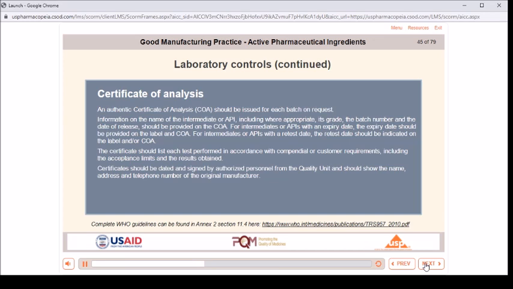For intermediates or APIs with an expiry date, the expiry date should be provided on the label and COA. For intermediates or APIs with a retest date, the retest date should be indicated on the label and/or COA. The certificate should list each test performed in accordance with compendial or customer requirements, including the acceptance limits and the results obtained. Certificates should be dated and signed by authorized personnel from the quality unit and should show the name, address, and telephone number of the original manufacturer.